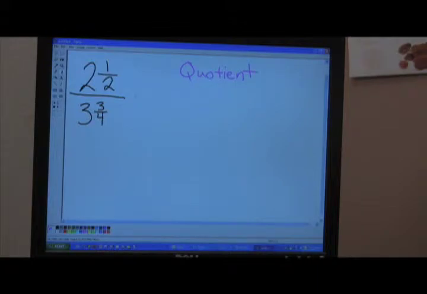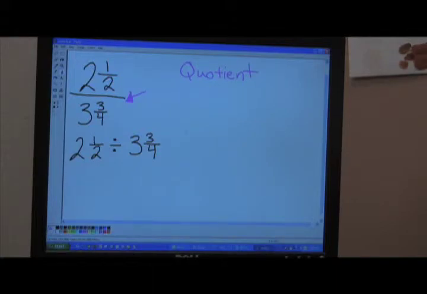The other thing in 99 that you're going to get familiar with is the use of different symbols for the operations. So right here we see a fraction bar, but that fraction bar is also a division symbol. So we can rewrite this quotient using the division symbol instead of the fraction bar. So that takes us to the next step. Here we have 2 1/2 divided by 3 3/4.